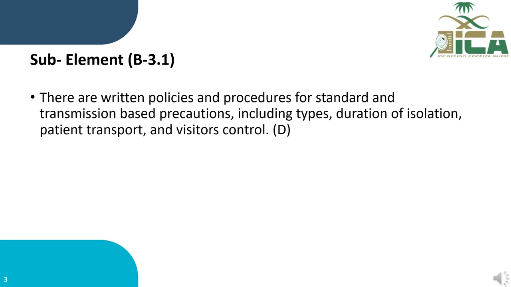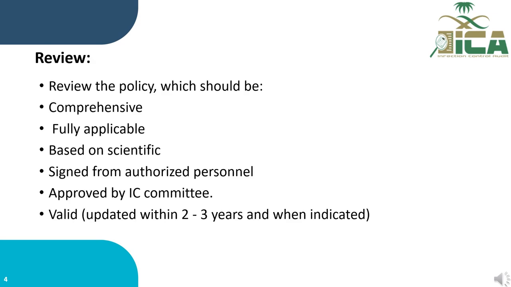The first sub-element, B3.1: there are written policy and procedure for standard and transmission-based precaution, including type, duration of isolation, patient transport, and visitor control. For this, we need documentation so we can review it and audit this sub-element. We need to review the policy and procedure for the isolation precaution, which should be comprehensive and cover all the standard and transmission-based precautions, including also the type, duration of isolation, patient transport, and visitor control.